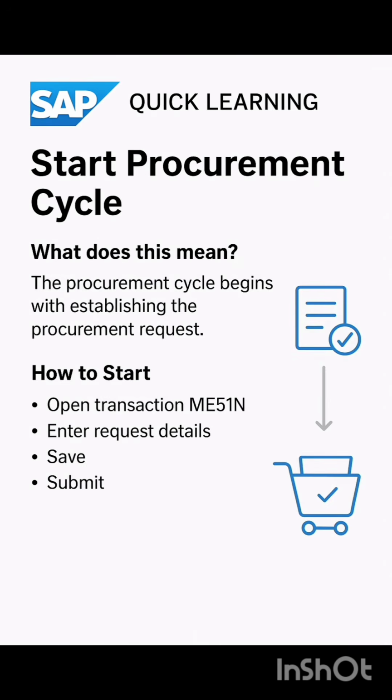The most primary purpose of ME21N is to start a procurement cycle. The procurement cycle begins with establishing the procurement request. To start this, you have to open transaction ME51N, then enter all the request details, and save and submit that request. In this way, for any requirement, be it spare part or raw material, the procurement cycle is started.